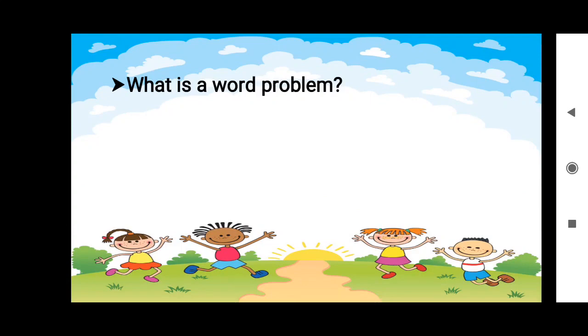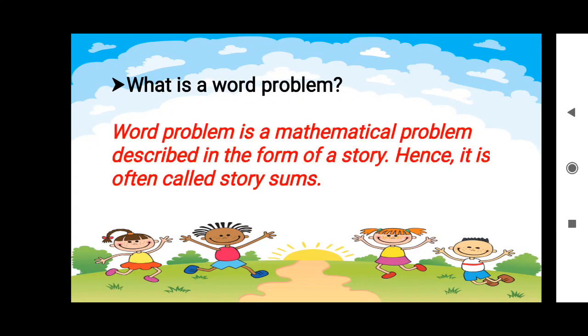Now let us start today's topic. Now, what is a word problem? A word problem is a mathematical problem described in the form of a story. Hence, it is often called story sums. So basically, a word problem is a mathematical problem only, which is described in the form of a short story. And sometimes it is also known as story sums.